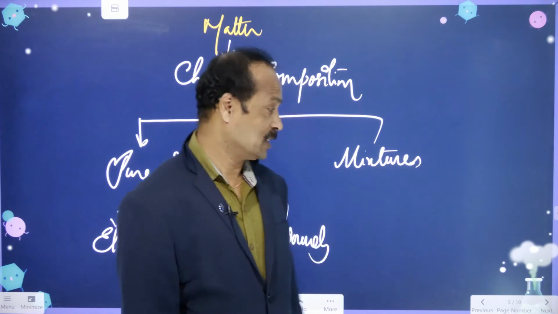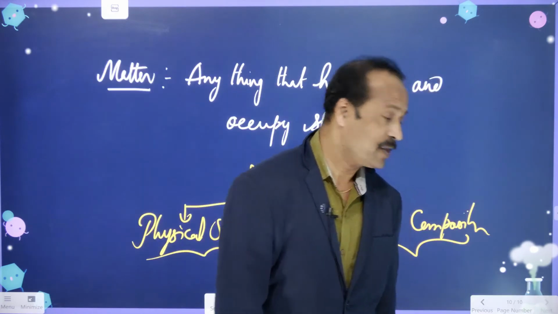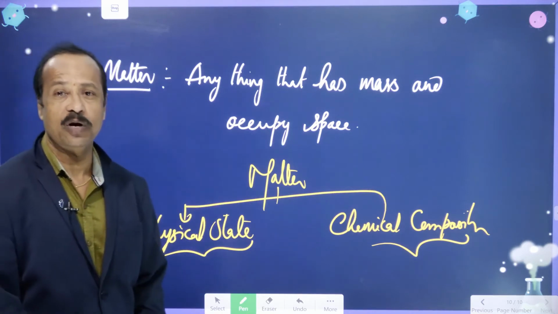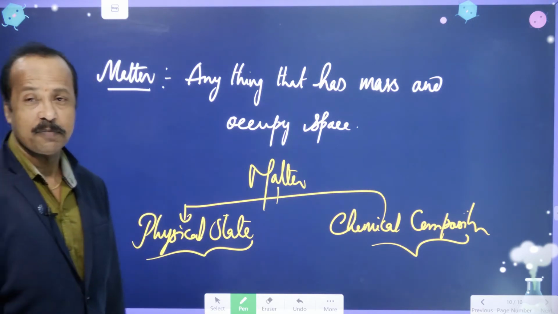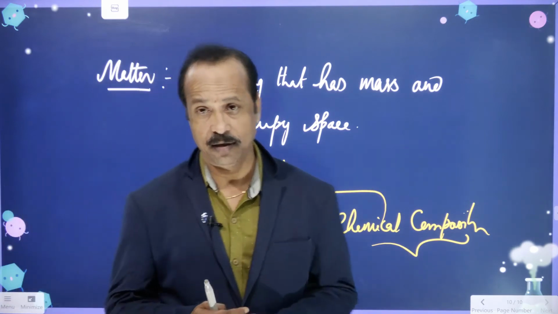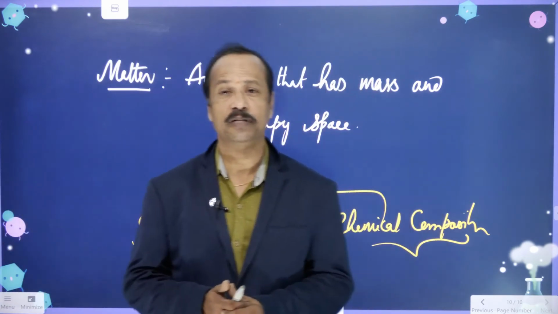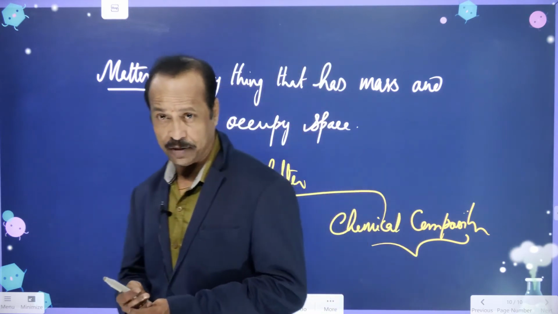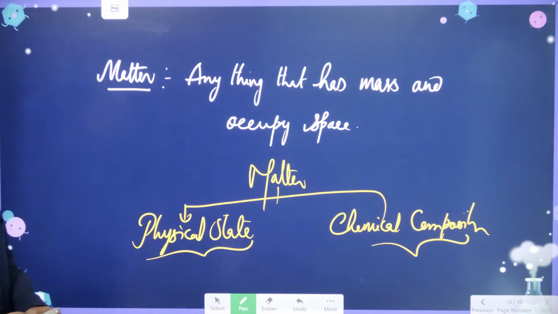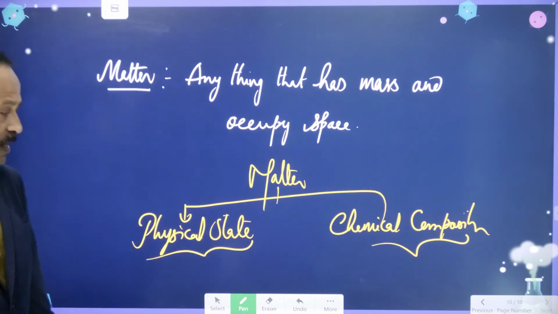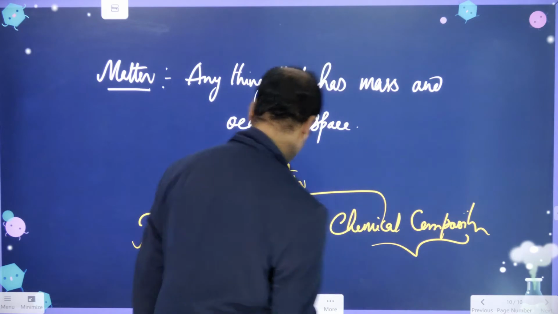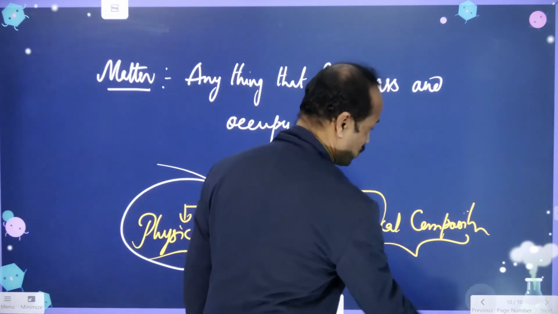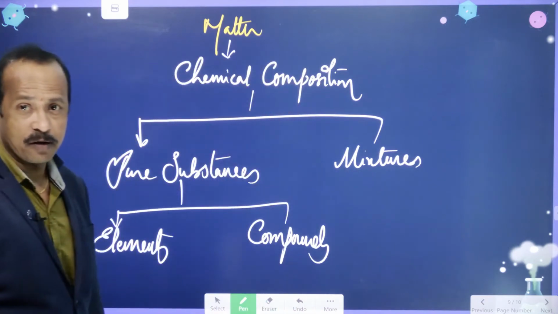Right. So students, once again listen carefully here. Anything that has mass and occupies space is called matter, and matter is mainly classified in two broad ways. One is based on physical states, and the second is chemical composition. On this slide you can see the physical state and the chemical composition. We are not going to discuss the physical state here, because you know they are solids, liquids and gases, so we will discuss only the chemical composition.